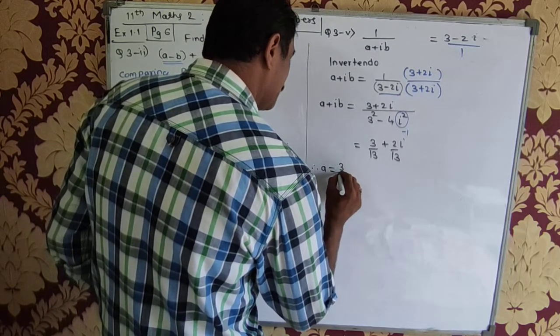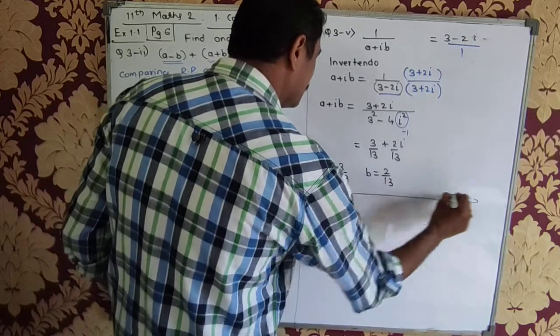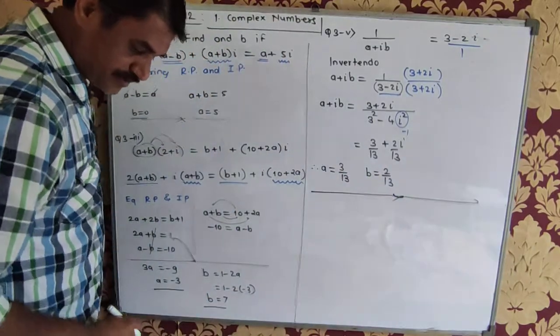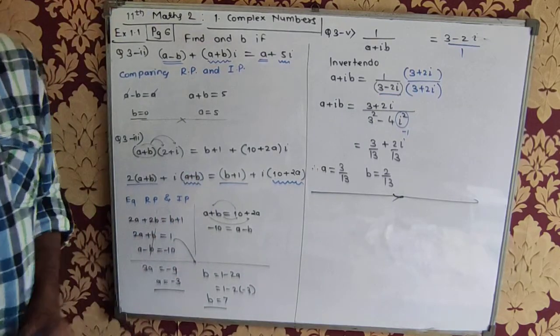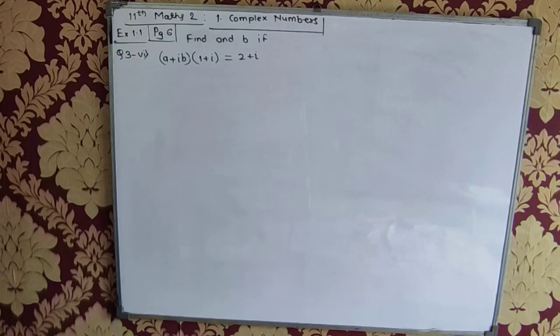Okay? Therefore, comparing the real and imaginary parts, A is equal to 3 by 13, and B is equal to 2 upon 13. Is this okay? Okay. Next, you can take the screenshot. Any doubts about this? Question number 3 subpart 6.